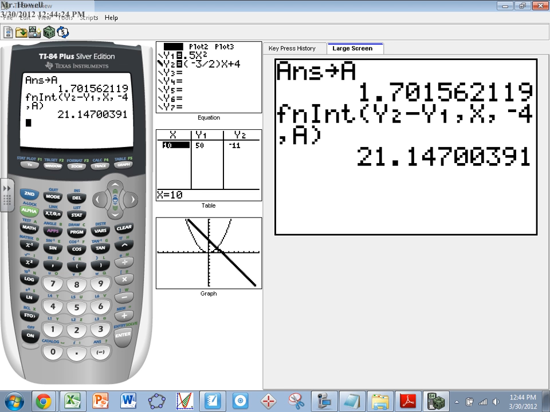Just to make sure we're right. That's that one area we just got, that's the green area. To make sure, we should find the integral of y2 by itself in the graph, then find the integral of y1 and subtract them, and we'll get this exact number.